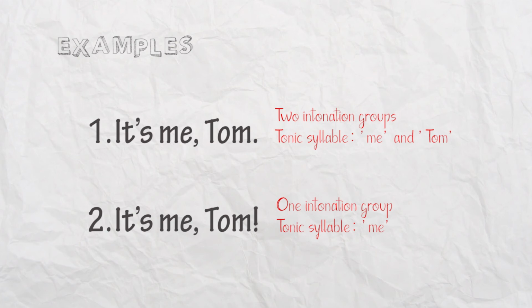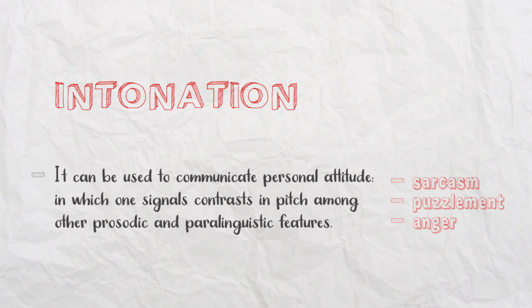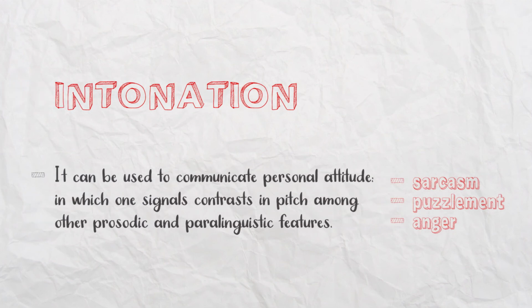As you can see, here intonation is used to communicate meaning. But intonation can also be used to communicate personal attitude. For example, when I said, "He's going, isn't he?" if it was a question, or "He's going, isn't he?" you're expressing the attitude that you know that the person is going. Intonation as a phonological tool can be used for different purposes, including personal attitude, sarcasm, puzzlement, anger, etc., in which one signals contrasts in pitch among other prosodic and paralinguistic features.